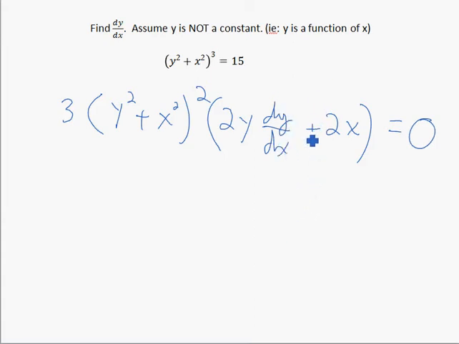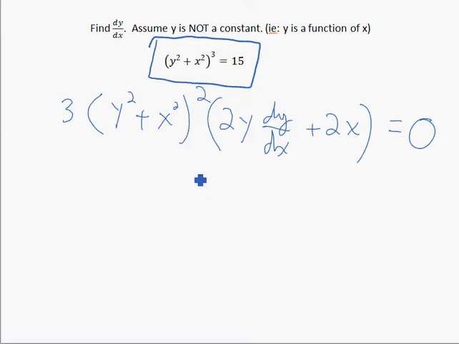One thing you can do here, we can distribute 3(y squared plus x squared) squared into these parentheses here. But really, since it equals 0, then this whole factor has to equal 0, because y squared plus x squared will only equal 0 if they're both 0, and they can't be 0 together because of this equation right here. (y squared plus x squared) cubed has to be 15, so they can't both be 0.